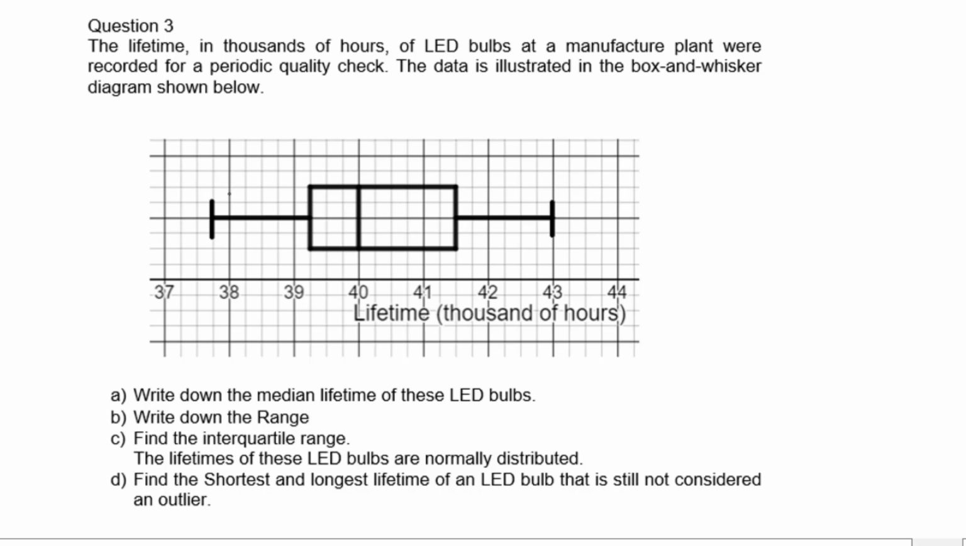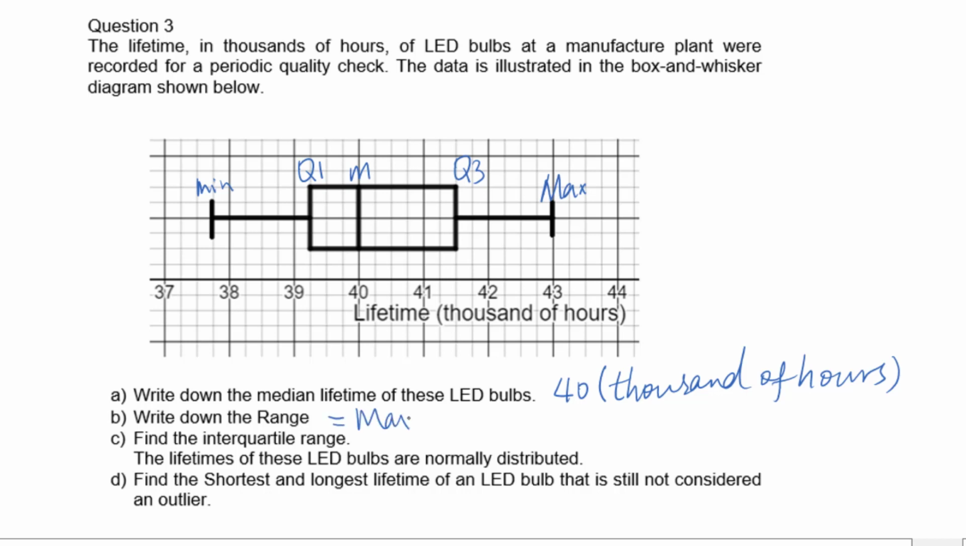For the box and whisker diagram, we know this is a minimum, the lower quartile, median, upper quartile, and a maximum value. So the median will be 40,000 hours. B, write down the range. The range equals the maximum minus the minimum. Maximum is 43. For minimum, you could say between 37 and 38.